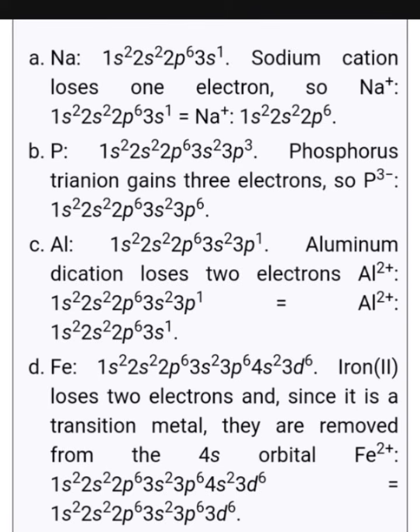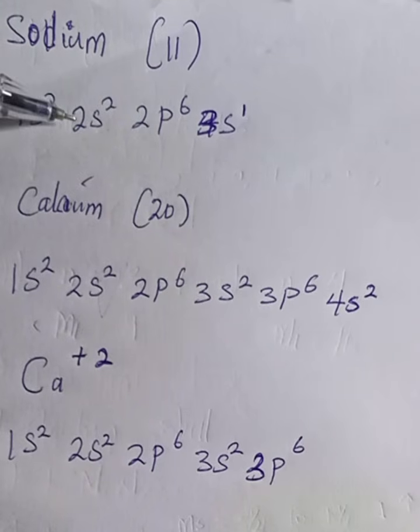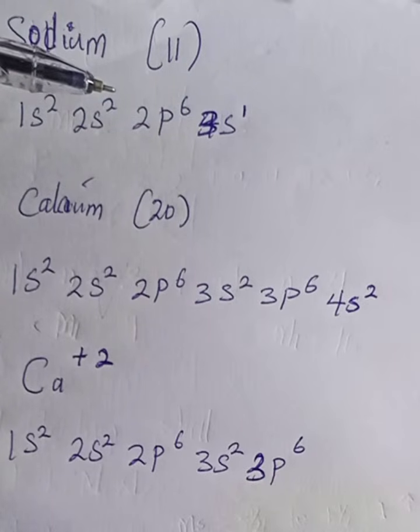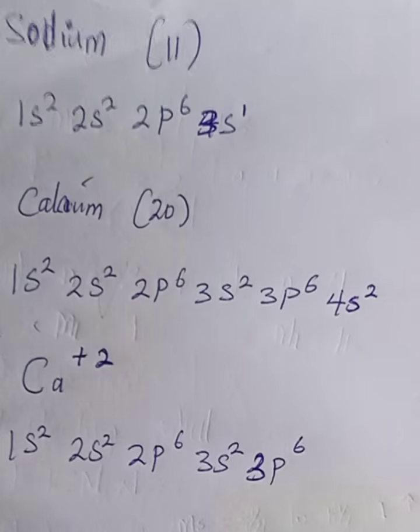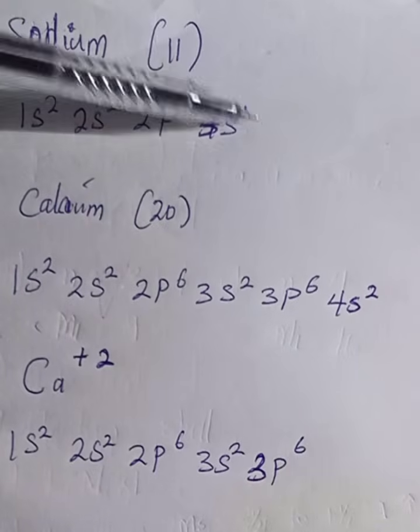So thank you. What about sodium, which has 11 electrons? How are we going to distribute them? We start from 1s2, 2s2. Remember the order: 1s, 2s, 2p, 3s, 3p, then 4s, 3d, and so on. Remember the Aufbau principle. Then we're going to have 1s2, 2s2, 2p6, then 3s1. When we get to 11, you stop.